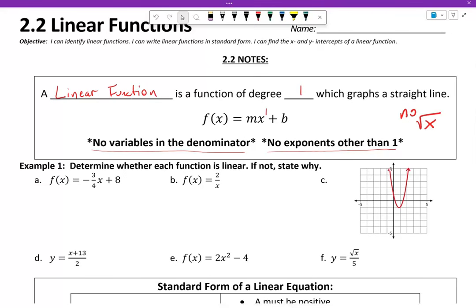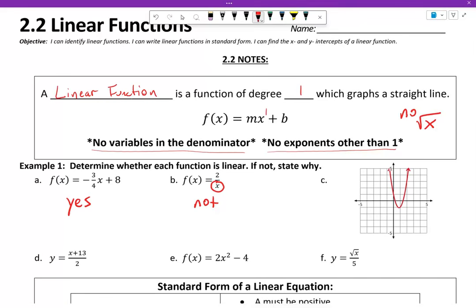The first one here, f of x equals -3/4 x plus 8. This is a linear function. We have x to the first power. This is actually a function in slope-intercept form, or y equals mx plus b. Our second one, f of x equals 2 over x. This is not a linear function because of this x in the denominator of that fraction.